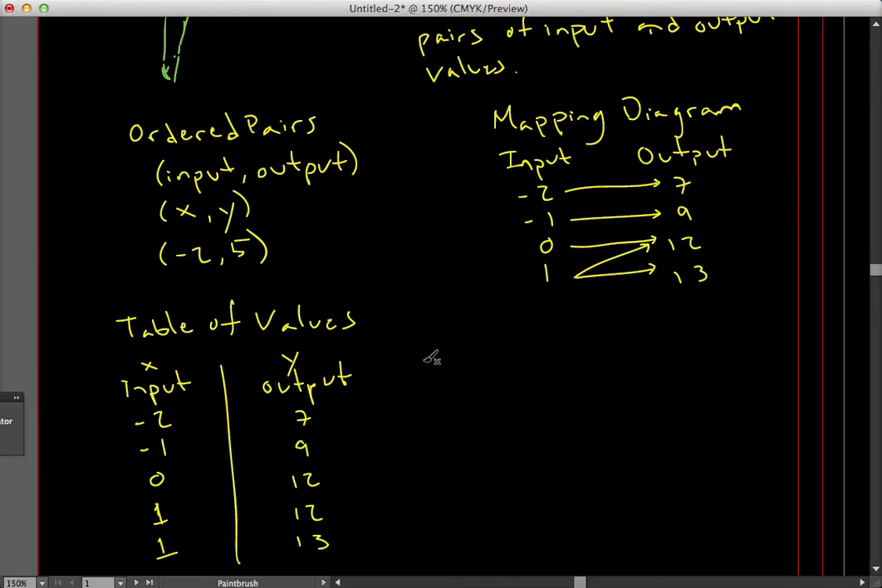And then finally we can also represent a relation with a graph. So you have seen the traditional x and y axes, the x-axis and the y-axis, and then you can make these ordered pairs into actual points on the graph as they correspond to the values. I'm not going to get them exact right now.